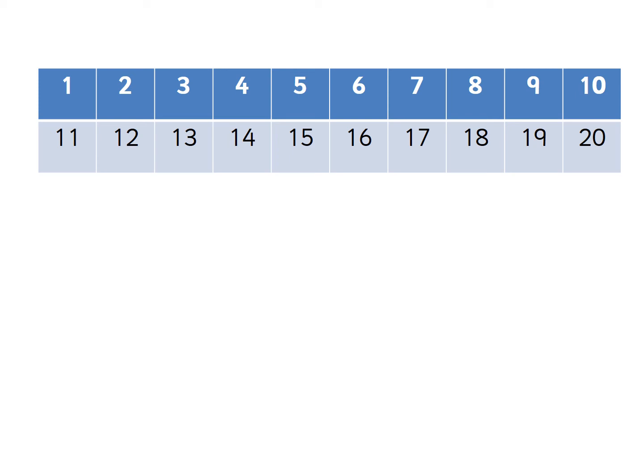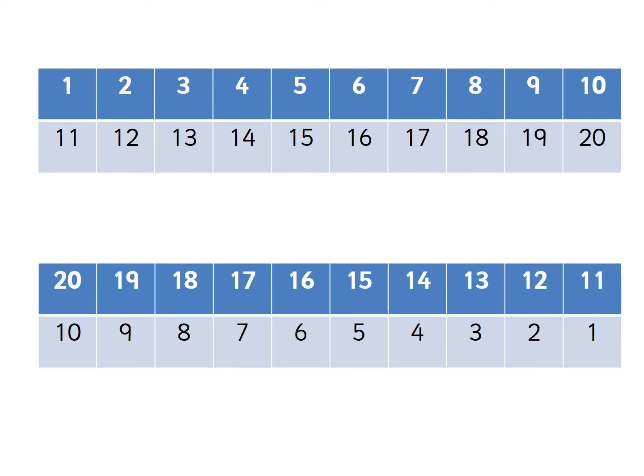1, 2, 3, 4, 5, 6, 7, 8, 9, 10. Then go underneath 11, 12, 13, 14, 15, 16, 17, 18, 19, 20. And let's count backwards. 20, 19, 18, 17, 16, 15, 14, 13, 12, 11, 10, 9, 8, 7, 6, 5, 4, 3, 2, 1. Fantastic.